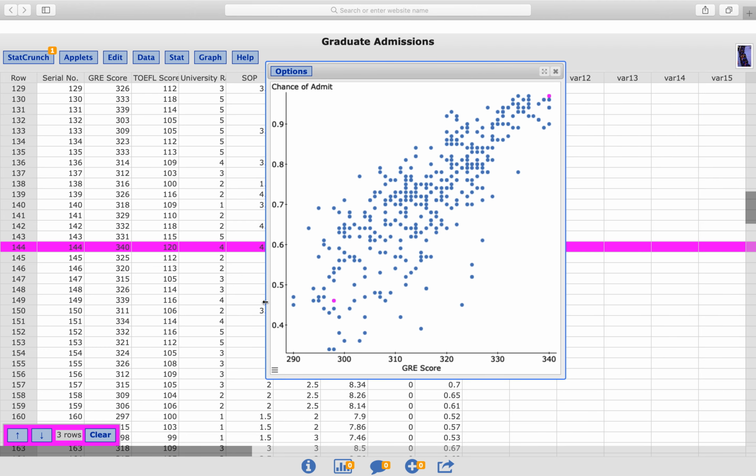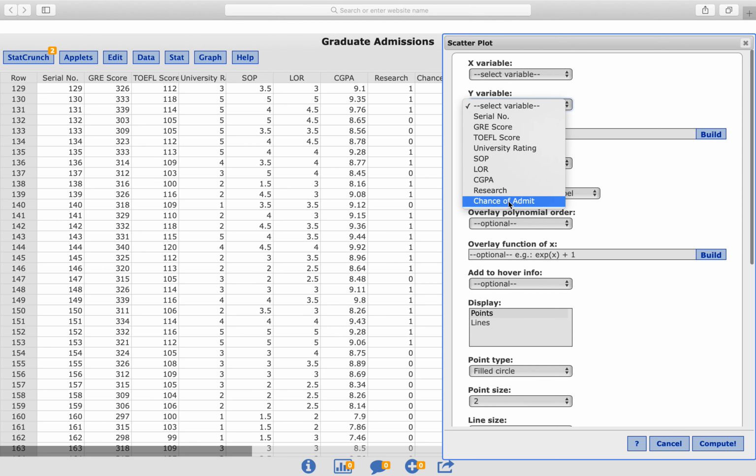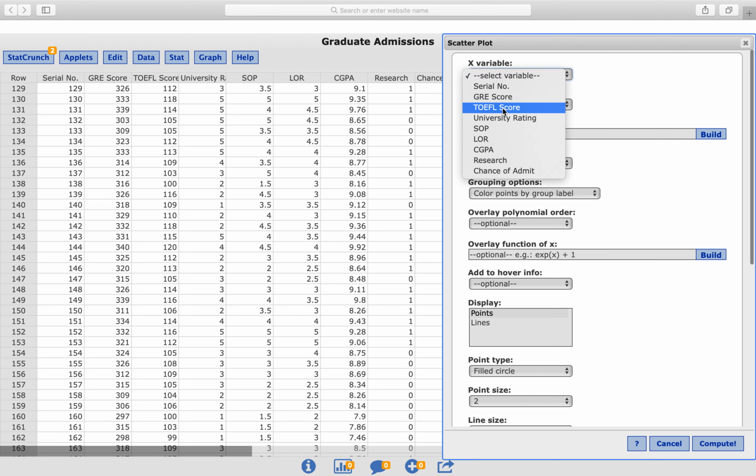So let's go ahead and look at the next one. We're going to go back into Graph, Scatterplot, and we still want our dependent variable to be the chance of admission because we still want to see what affects the chances. This time, let's look at their TOEFL scores. And then we're going to hit compute.